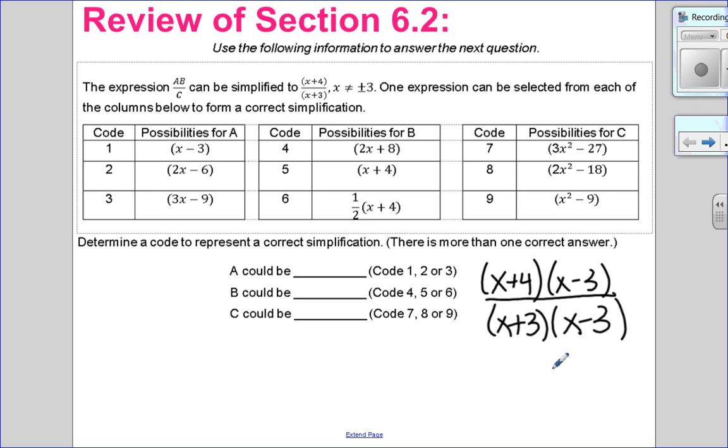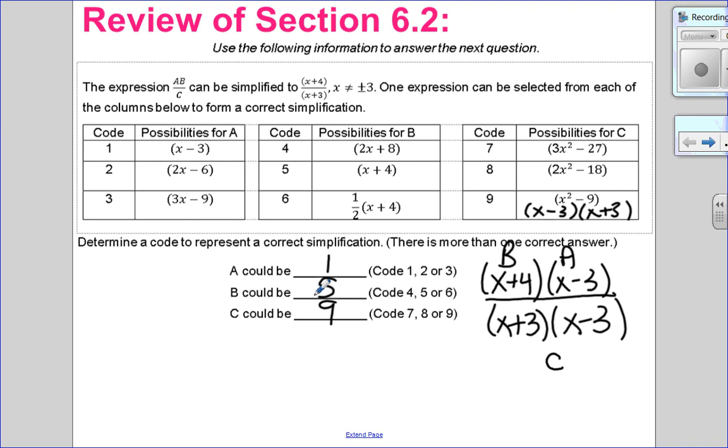So let's look at that. This denominator would be c. Now, if I factor this difference of squares, I know one option for c could be option 9. Looking at a and b, I can see that this could be a possible option for a, making a code 1, and then x plus 4 could be a possible option for b, which would be option 5. So one possible code would be 159.